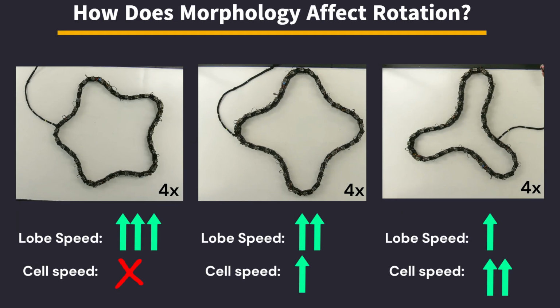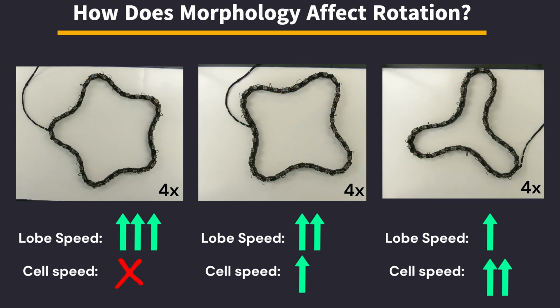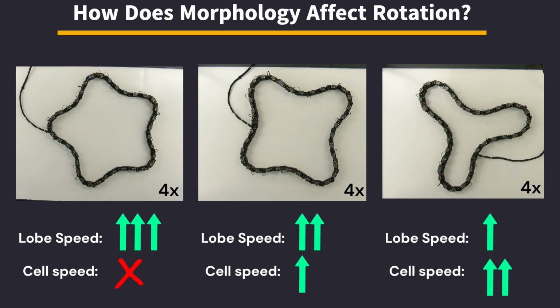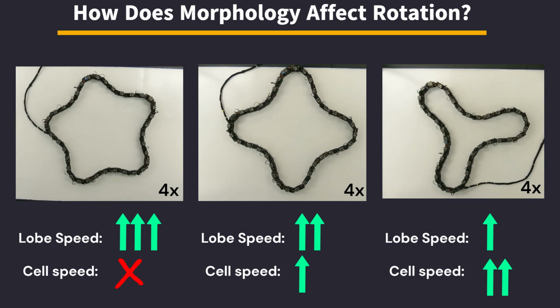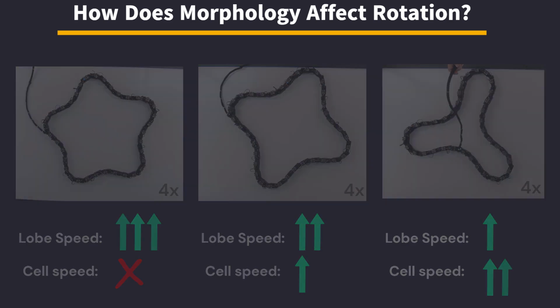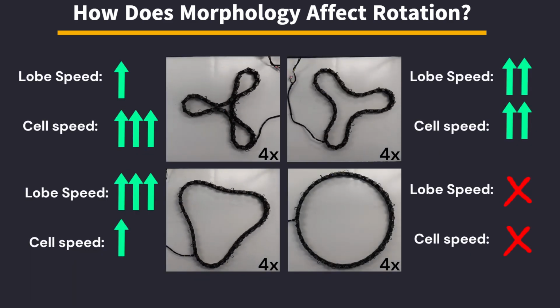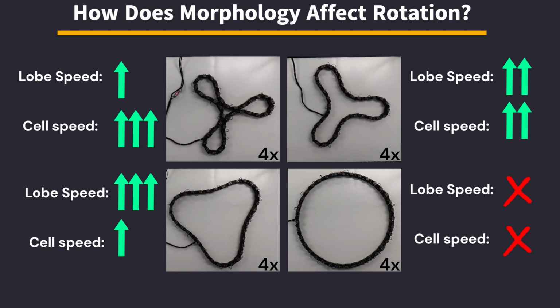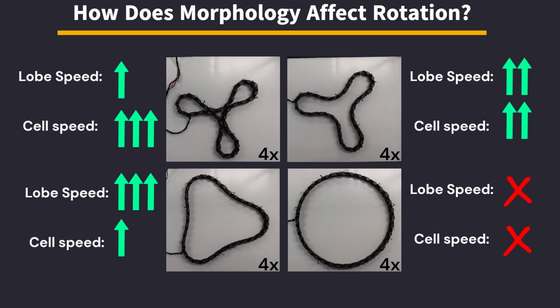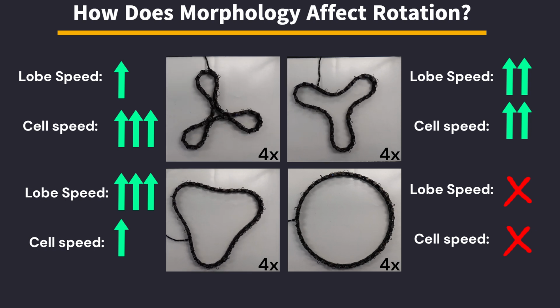How does morphology affect rotation? As Loopy changes between the 5 to 4, then 3 lobe morphologies, we see that the lobe speed decreases as the number of lobes decreases, while the cellular speed increases. Next, as the lobes become less pronounced, the cell speed decreases, but the lobe speed increases. When Loopy has no lobes, rotation ceases because the chemical distribution is even, leaving no gradient for active transport.